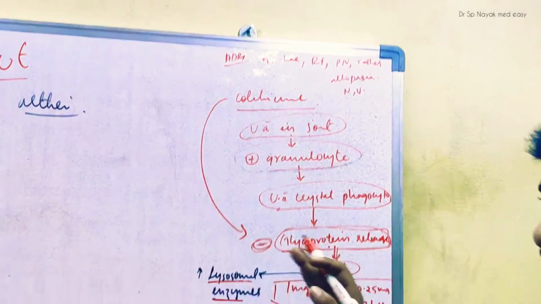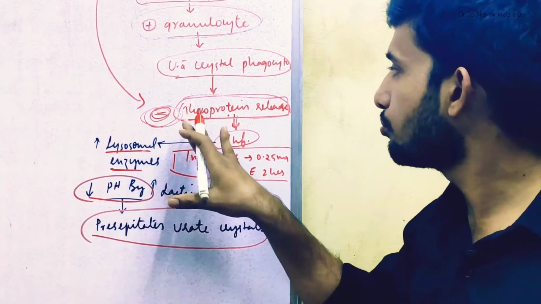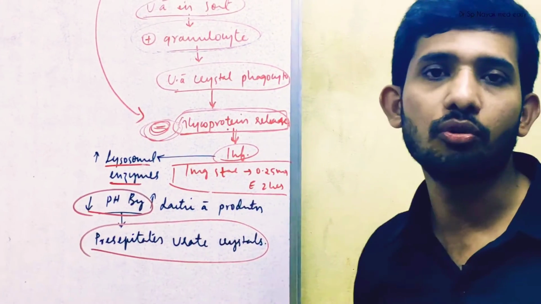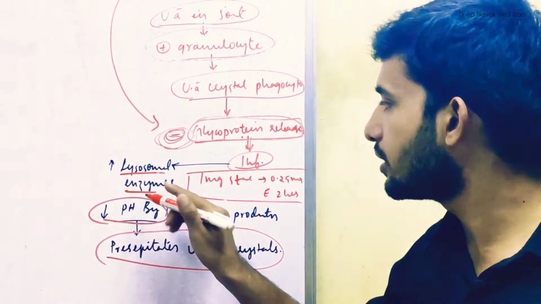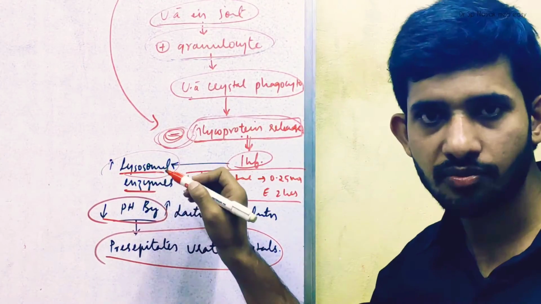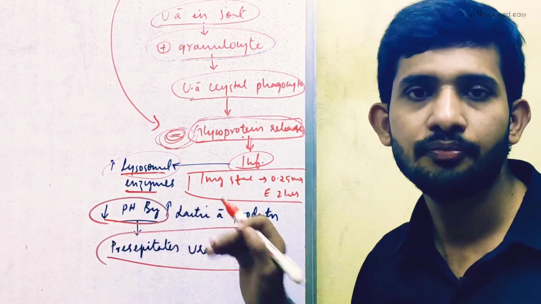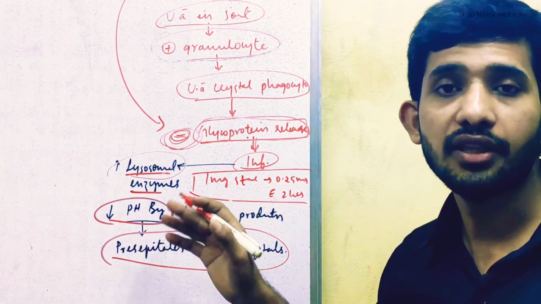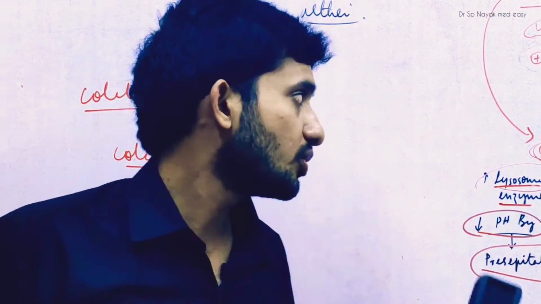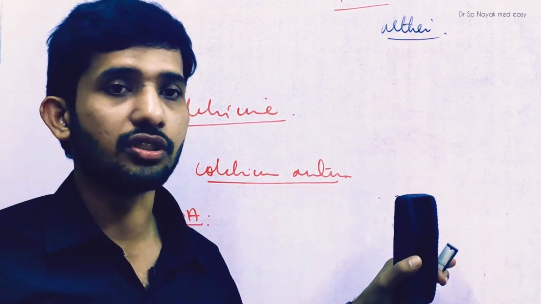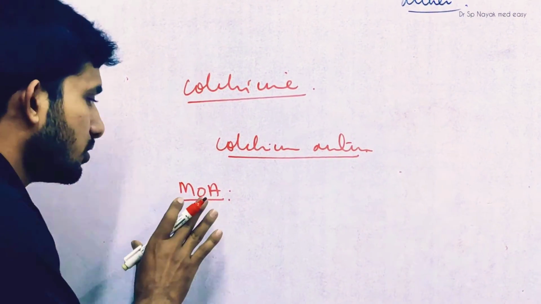But colchicine is a drug which tries to stop the release of glycoprotein. So colchicine stops the release of glycoprotein, and by that it stops the release of lysosomal enzymes, and it also reduces the lactic acid production, and by that it stops the inflammation of the patient. So this is the general mechanism of colchicine. The mechanism of colchicine is very important.